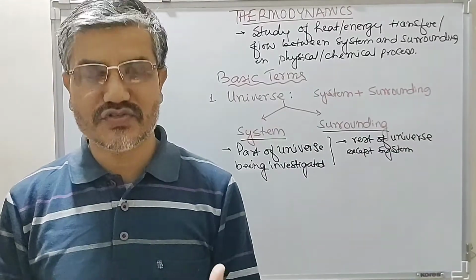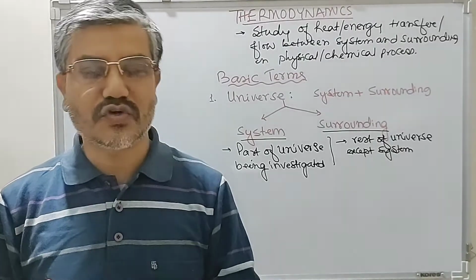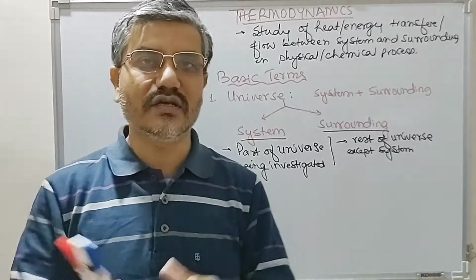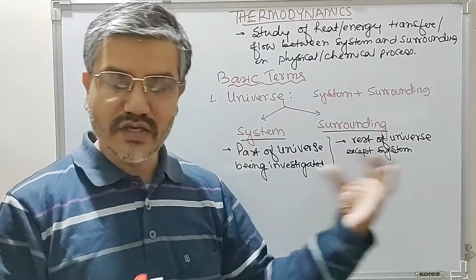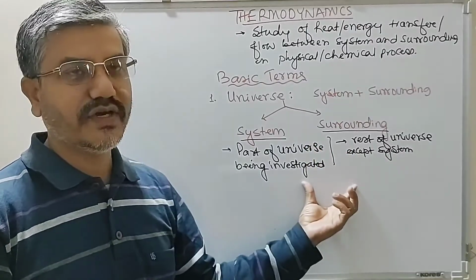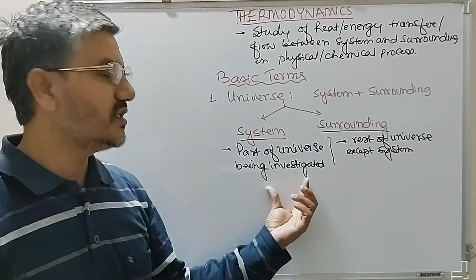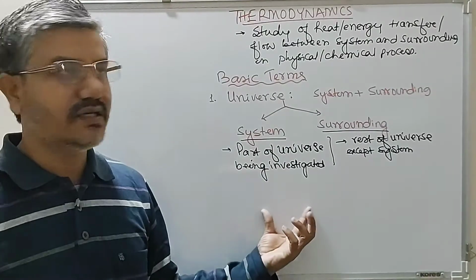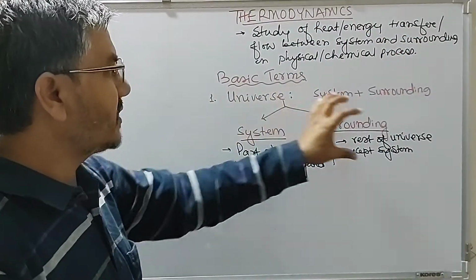So in a chemical process, the part of the universe in which the chemical process, physical process or chemical reaction is taking place and which is under investigation is known as the system, and the part of the universe other than the system is known as the surrounding. So this is the concept of system and surrounding, and in all these thermodynamic processes, we are going to deal with the system only. What is happening and what is going to happen in the system, that is what we deal with in thermodynamics here. So we have this system and this surrounding.